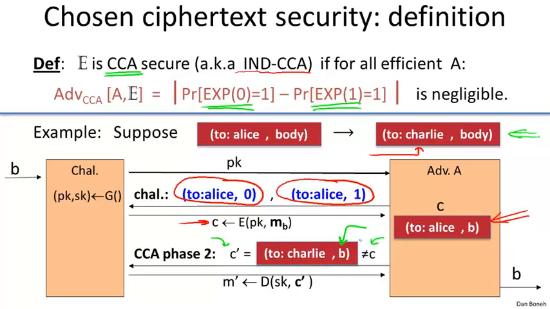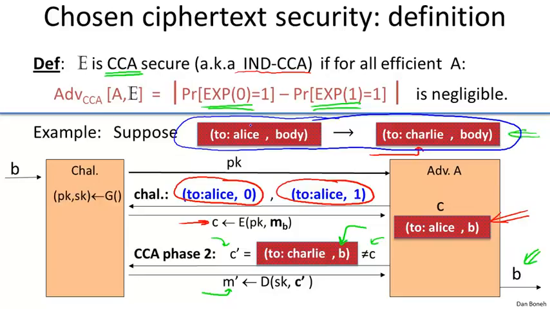And as a result, the poor challenger now has to decrypt. By definition of the CCA game, the challenger must decrypt any ciphertext that's not equal to the challenge ciphertext. So the challenger decrypts and gives the adversary M prime. Basically, he gave the adversary B, and now the adversary can output the challenge B, and he wins the game with advantage 1. So his advantage with this particular scheme is 1. Simply because the attacker was able to change the challenge ciphertext from one recipient to another, that allows him to win the CCA game with advantage 1.